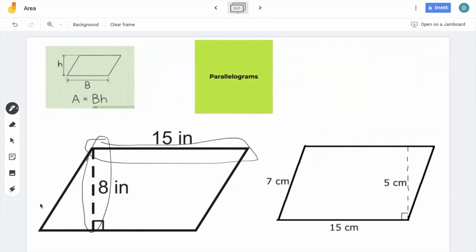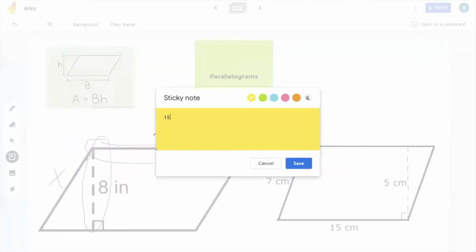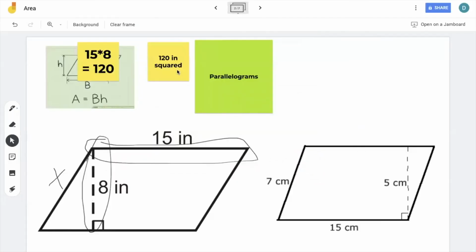Notice we don't care about this diagonal. We don't want to use this because it's not really the height of the shape. So let's see, 15 times 8 equals 120. I had to use my calculator again. So that makes 120 inches squared.